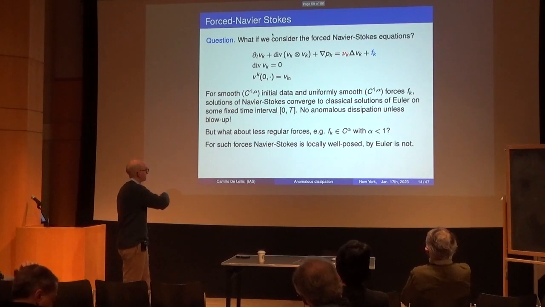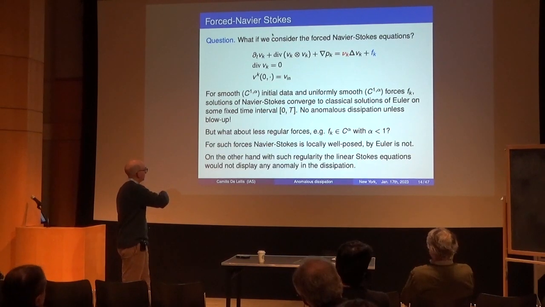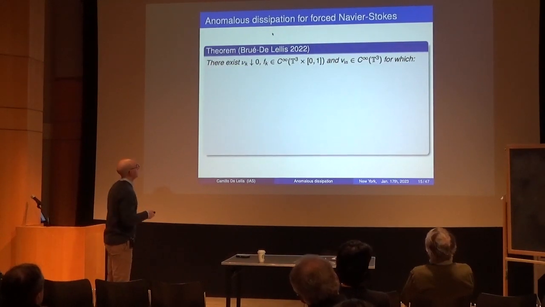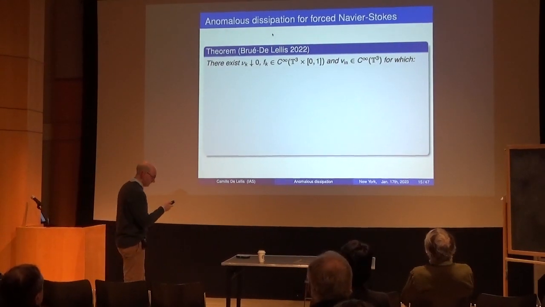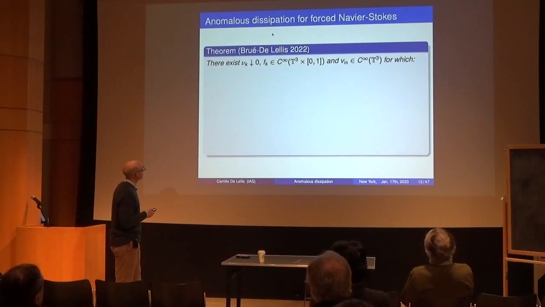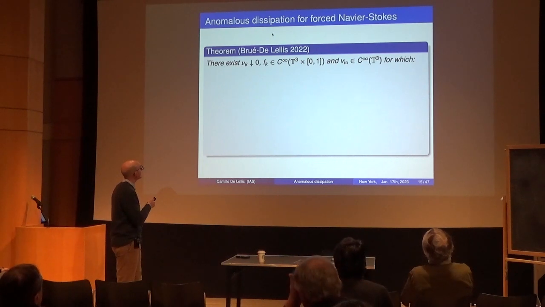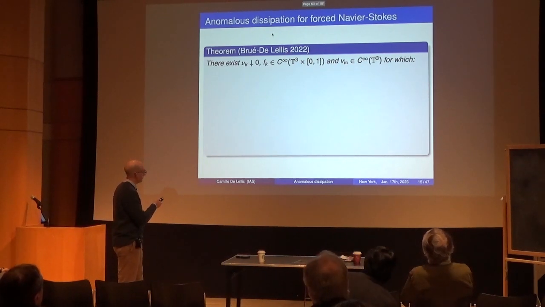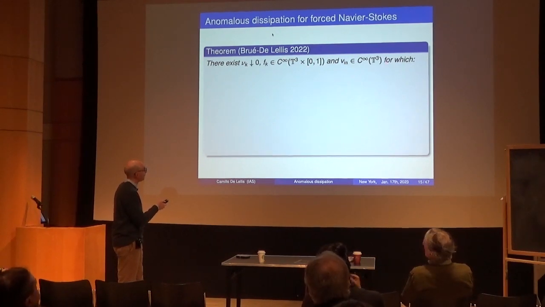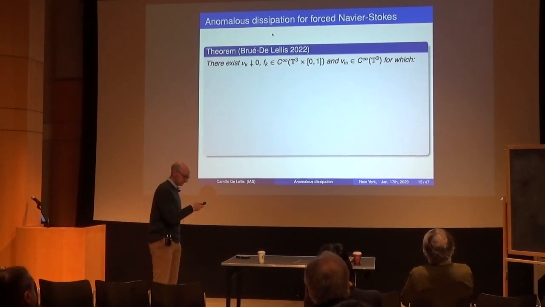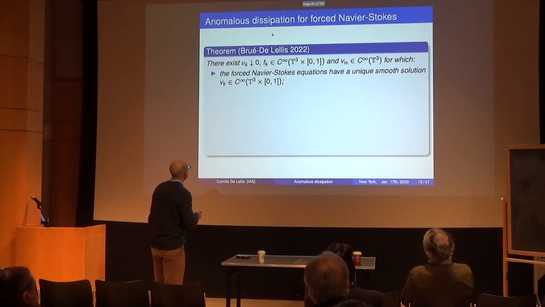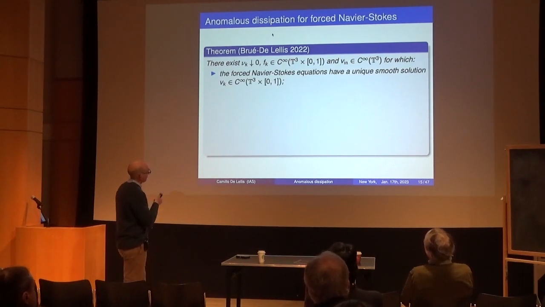And that's exactly the theorem that we prove. So that's a theorem that Elia Brué and I could prove last year. So you can find a sequence of viscosities which are going to zero, a sequence of forces which are smooth, and a single initial data. The Fk is staying in a compact set. Yes, exactly, now I'm coming to that.